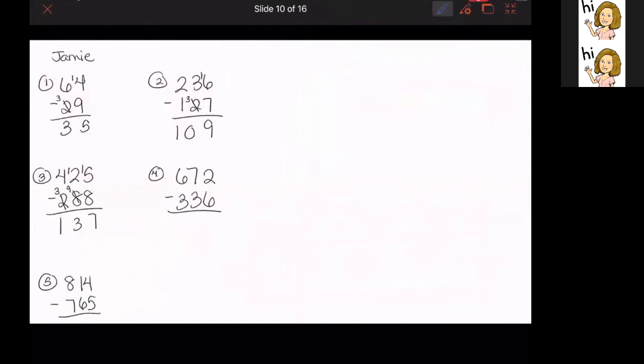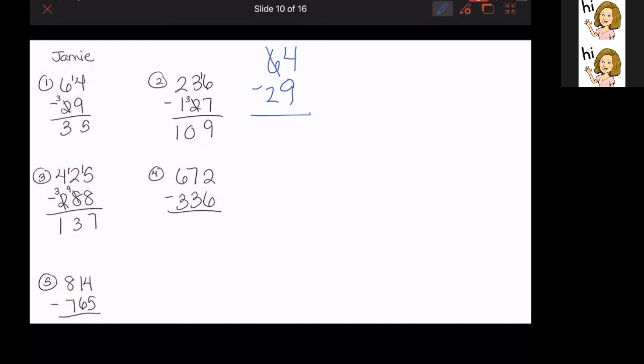And so the last strategy we've been introduced to is Jamie's strategy. And we can see it kind of looks similar to our standard algorithm, but instead of crossing out numbers in the minuend, they're crossing out numbers in the subtrahend, right? And when we think about 64 minus 29, we still start in the ones, like how Jamie's doing here. But if we're thinking about 4 minus 9, we don't cross out the 2.